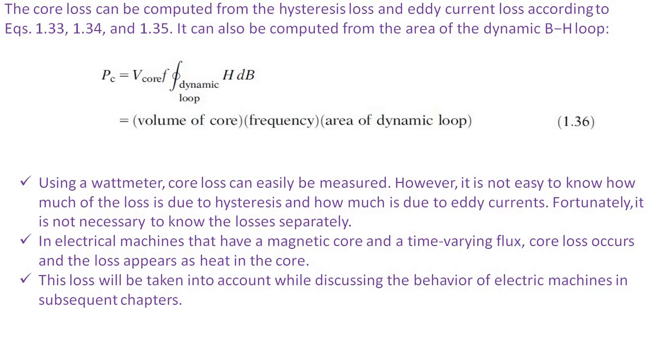Using a wattmeter, core loss can easily be measured. However, it is not easy to know how much of the loss is due to hysteresis and how much is due to eddy currents. Fortunately, it is not necessary to know the losses separately. In electrical machines that have a magnetic core and a time varying flux, core loss occurs and the loss appears as heat in the core. The loss will be taken into account while discussing the behavior of electrical machines in subsequent chapters.